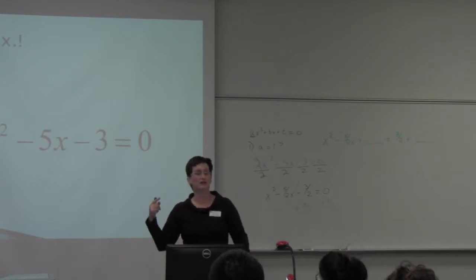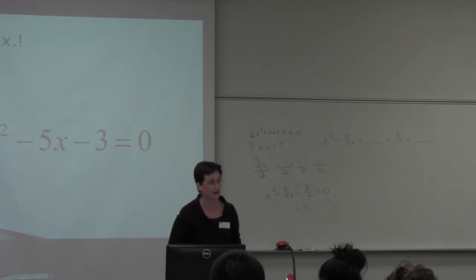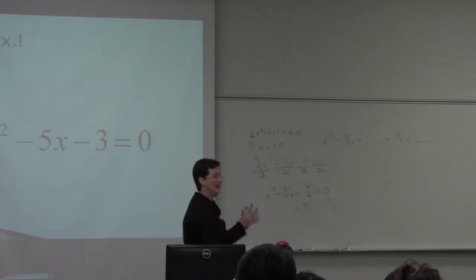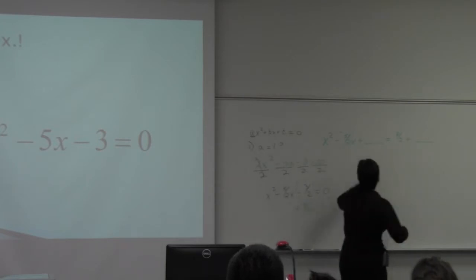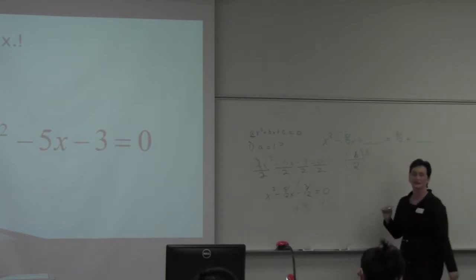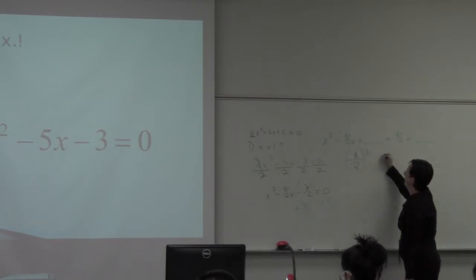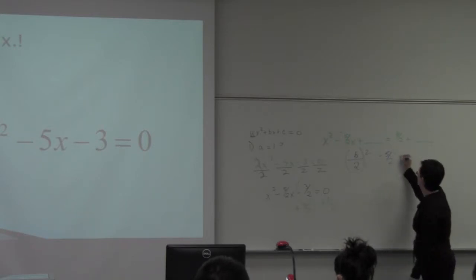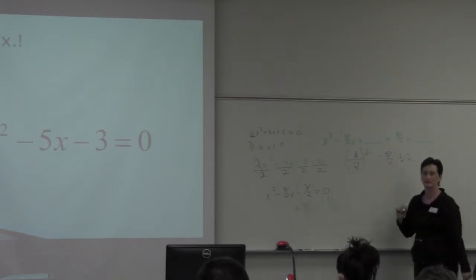Thank goodness we have a sure thing. It works better than eHarmony, Match.com. Every single time it creates the perfect number. And the perfect number is take the middle number, divide it by 2, and square it. All right, so we have negative 5 halves, and we're going to divide it by 2.